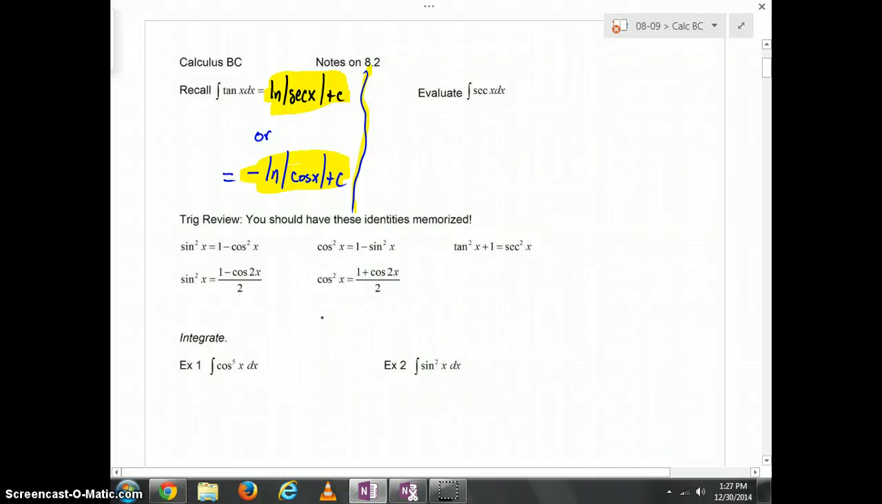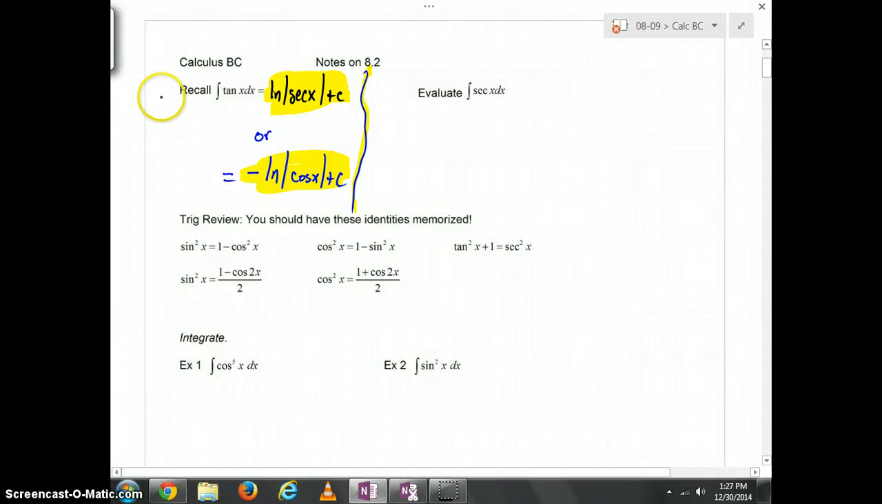Okay, we're going to be looking at section 8.2, which is going to be techniques of integration involving trig functions. And this is moving beyond integration by parts. Integration by parts, of course, is a very useful technique, but there are many integrals, particularly those involving trig functions, where we're going to have some other methods.